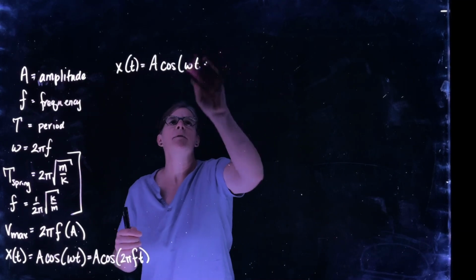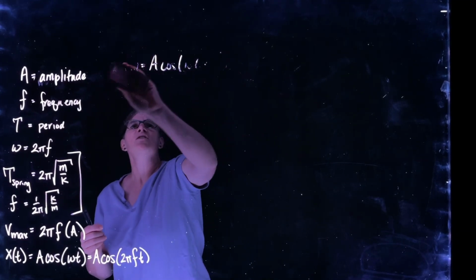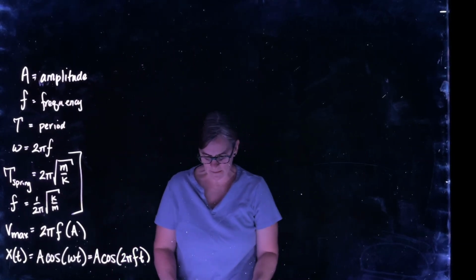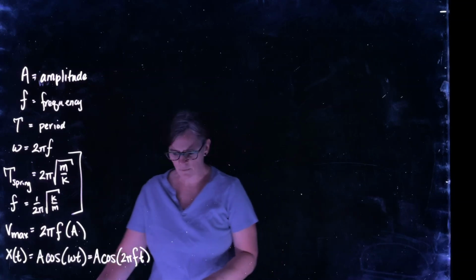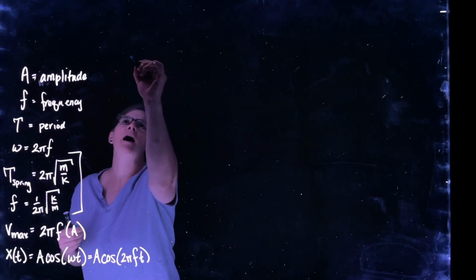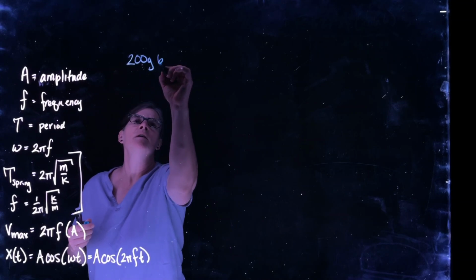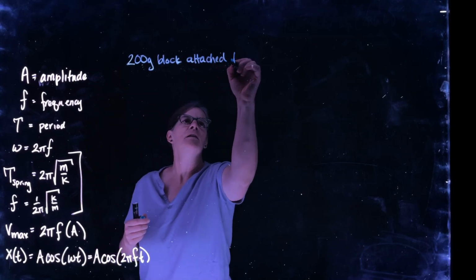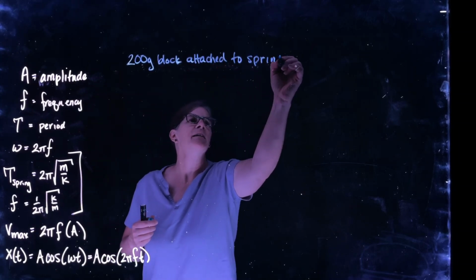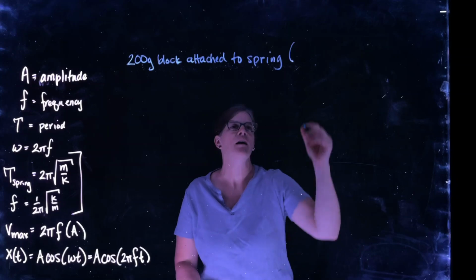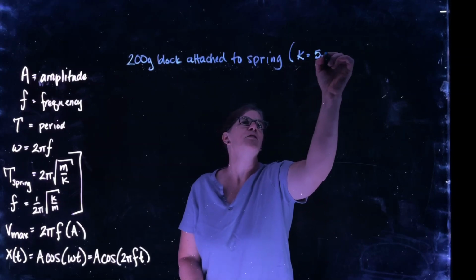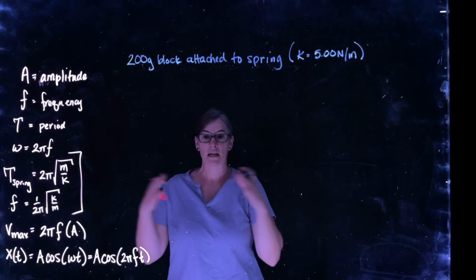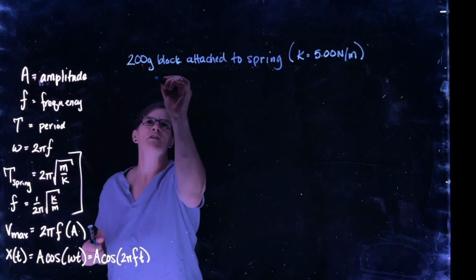All right, so let's look at a problem and how we use this information to solve simple harmonic motion of a block on a spring. So we'll start very simply with just a block on a spring. Let's say we have a 200-gram block. It's attached to a spring. And that spring has a spring constant of 5 newtons per meter. All right. So let's say it's on a frictionless horizontal surface.